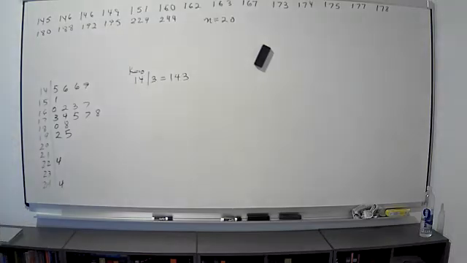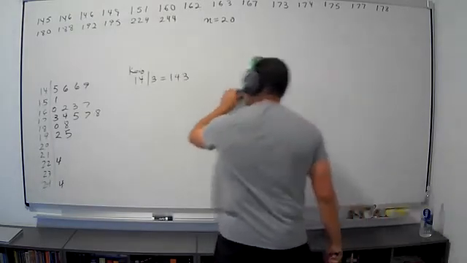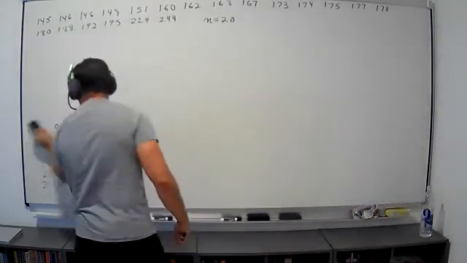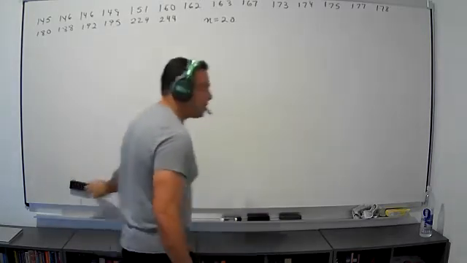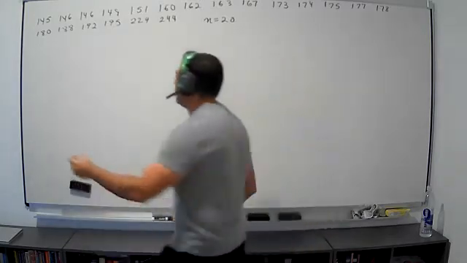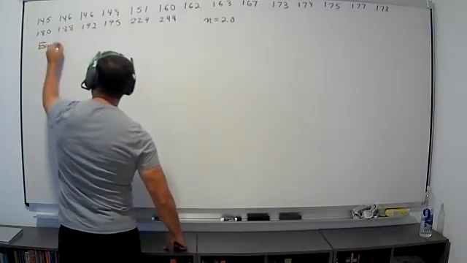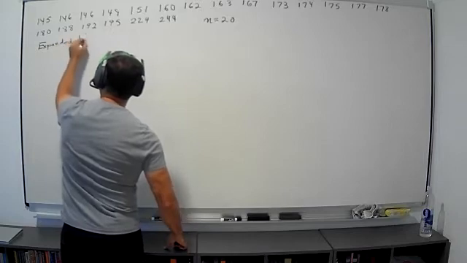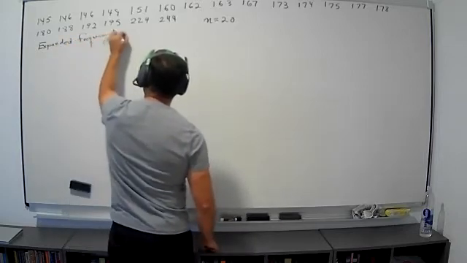Okay. So I'm going to go ahead and now erase the stem and leaf plot. So the stem and leaf plot's gone. And so now we're going to do an expanded frequency distribution. That's the first thing we're going to be doing. An expanded frequency distribution.